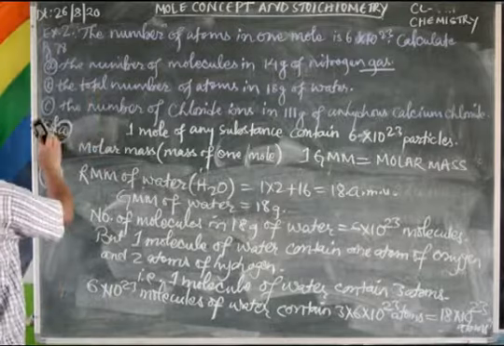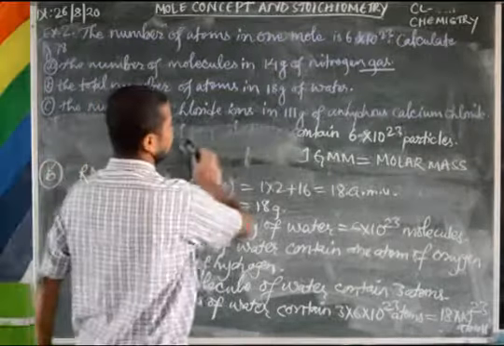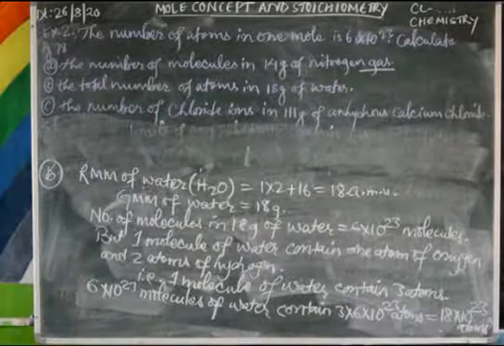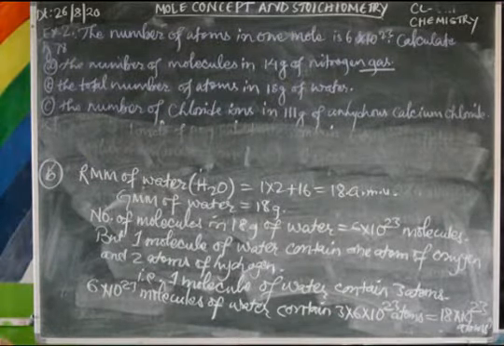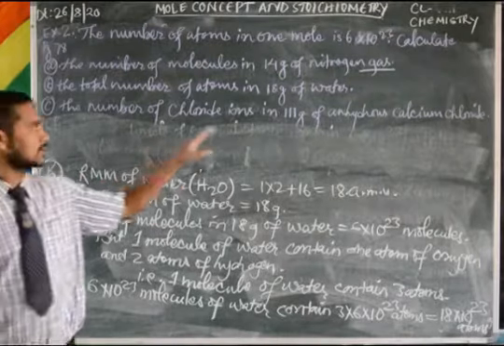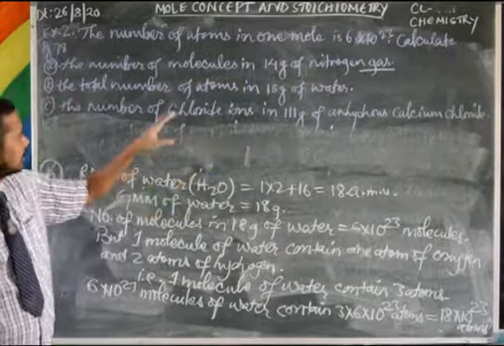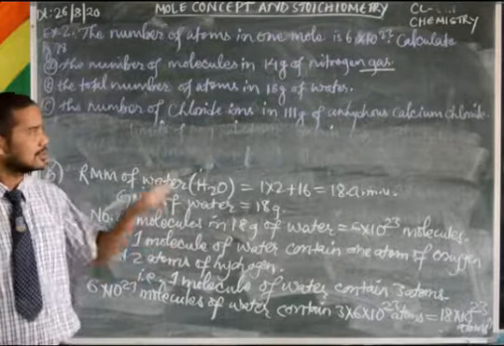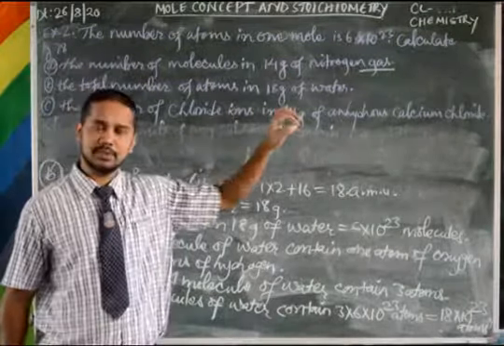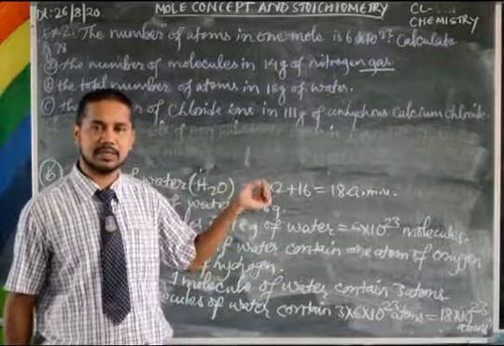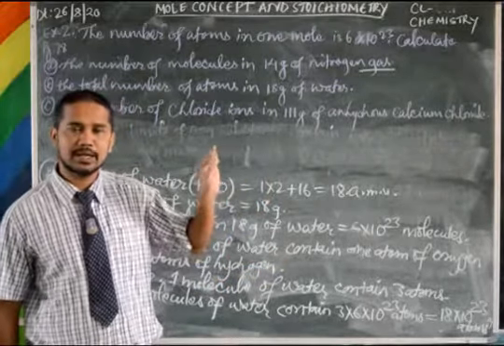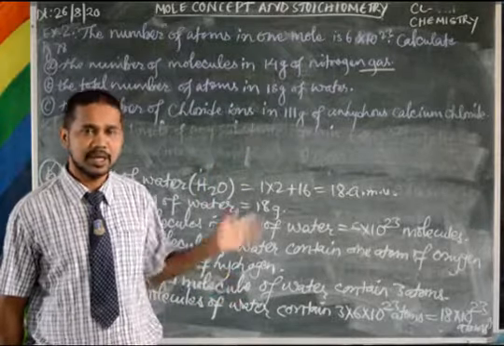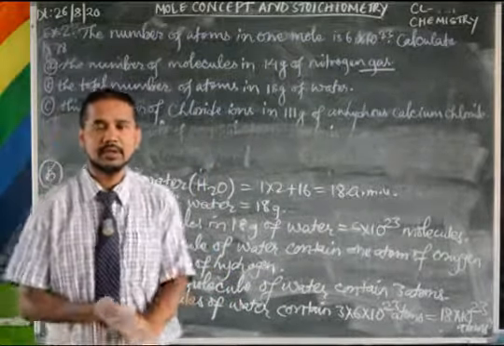Then the last is question number C. Same way you will do. You find the molecular mass of calcium chloride. That will come to 111 AMU. Then expressed in gram, it will be 111 gram only. 111 gram of calcium chloride contains 6 into 10 to the power 23 molecules, and then you can carry on. This much for today.